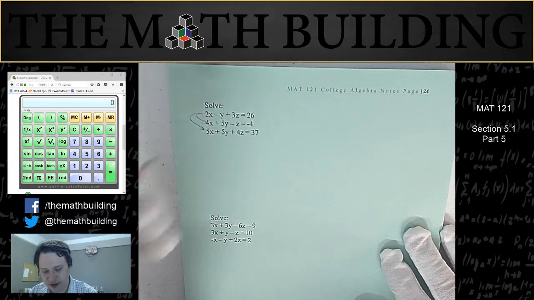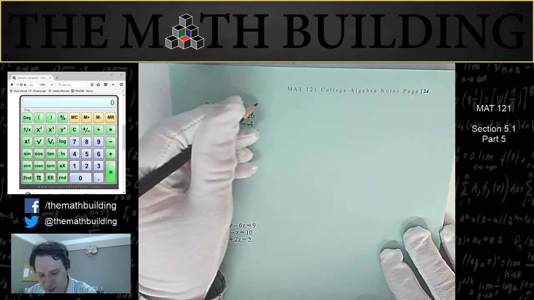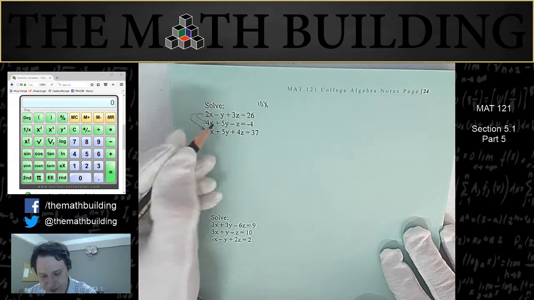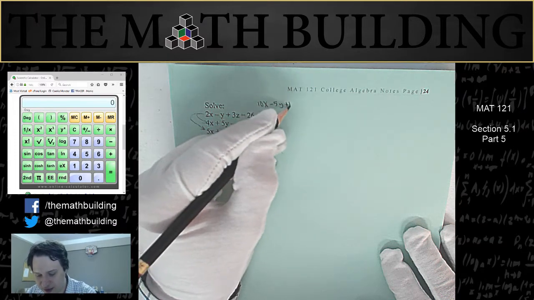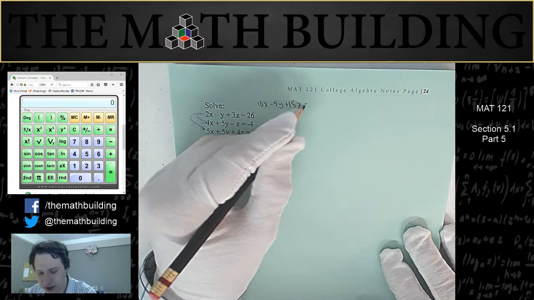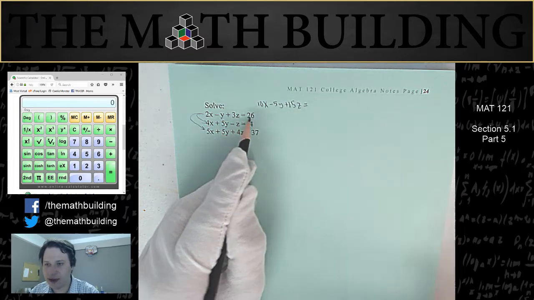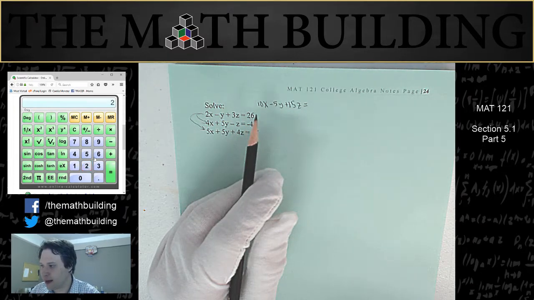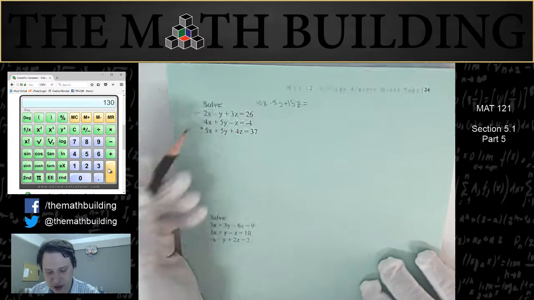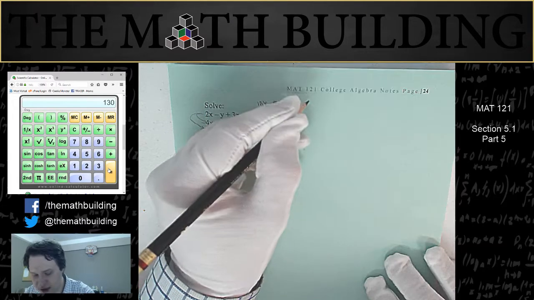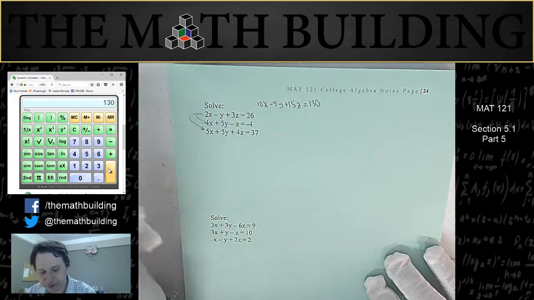So let's multiply the top equation by 5, and we'll get 10x minus 5y plus 15z equals, and then don't forget to multiply this number. A lot of people make that mistake, so make sure you don't. We need to multiply the number on the end. So 26 times 5 is 130.